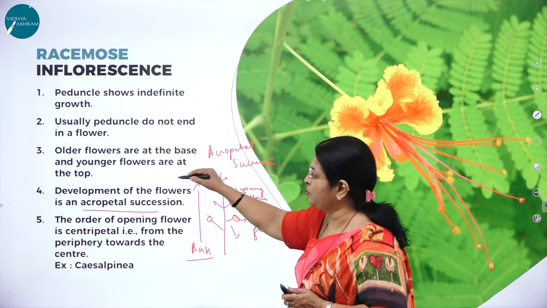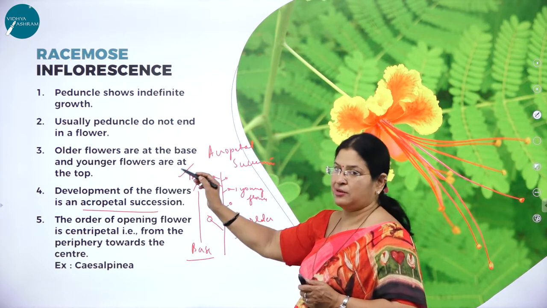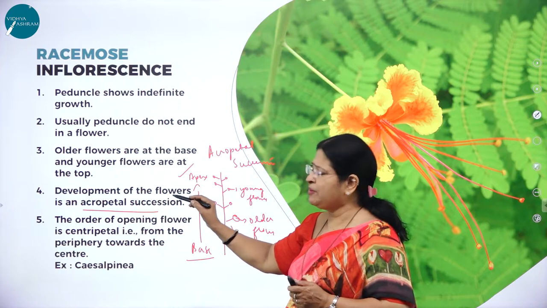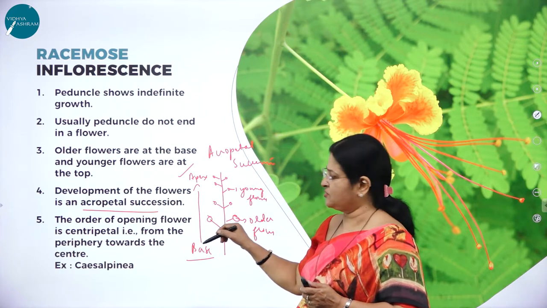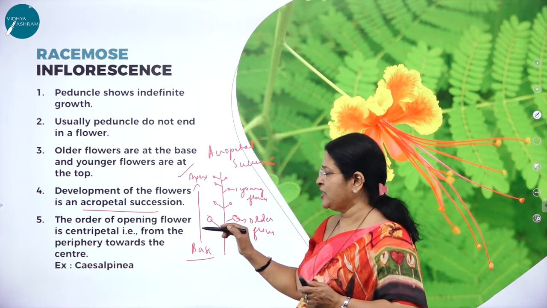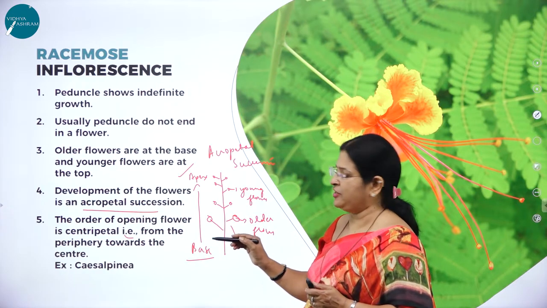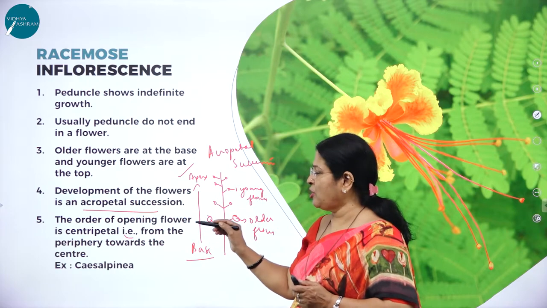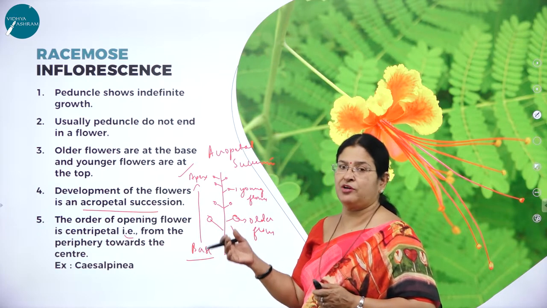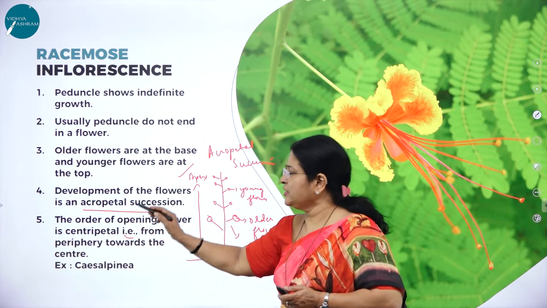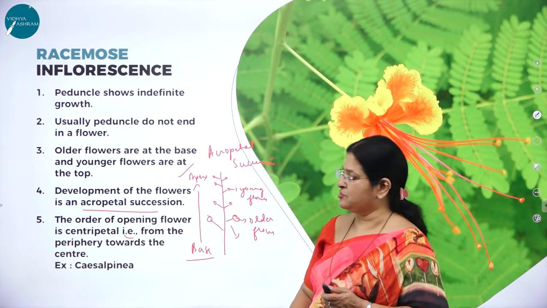That is also a very important point. So older flowers are at the base and younger flowers are at the top. Then development of flowers is in acropetal succession. The order of opening of flowers is centripetal, from the periphery towards the center. First the older flowers will open, then the younger flowers. So those are the very important features of racemose inflorescence.